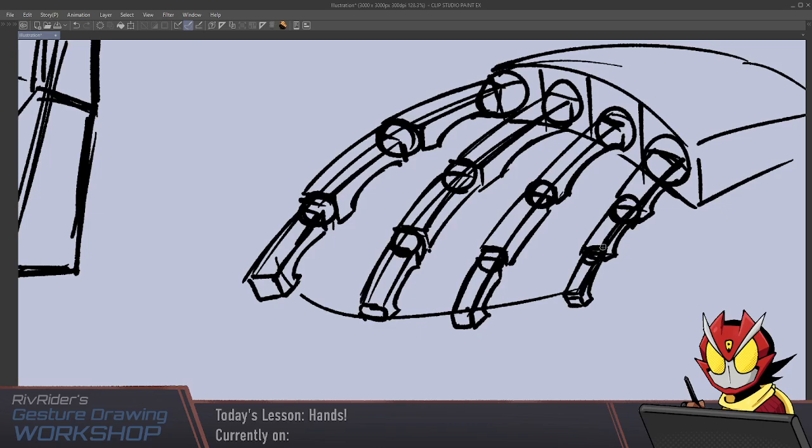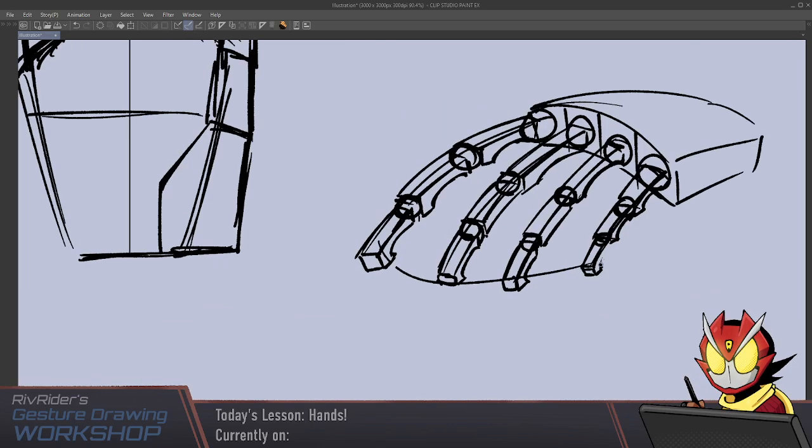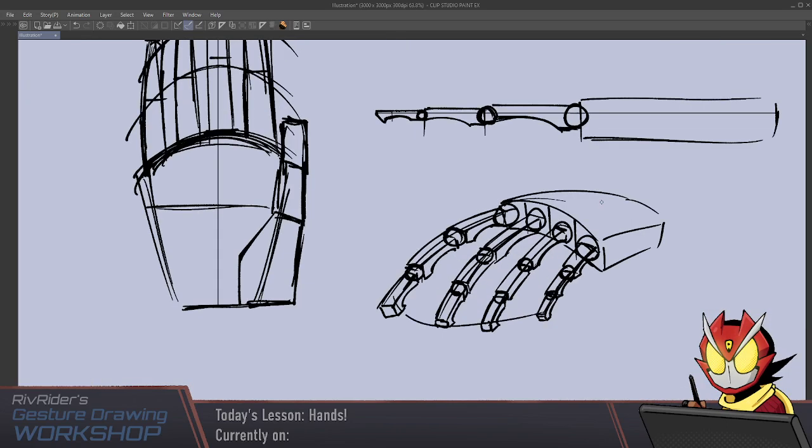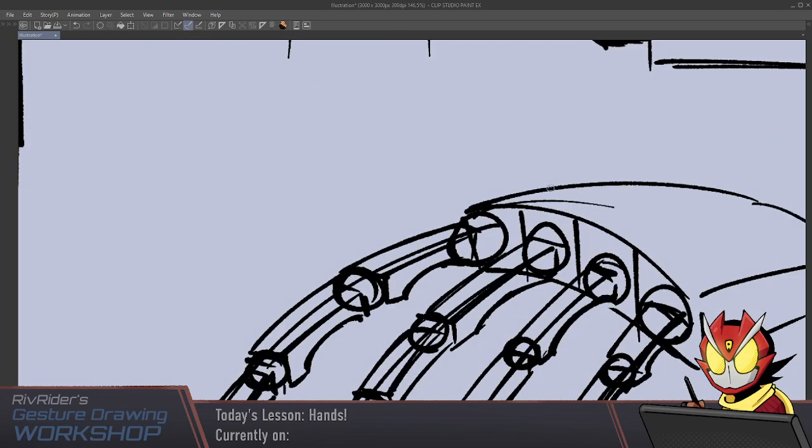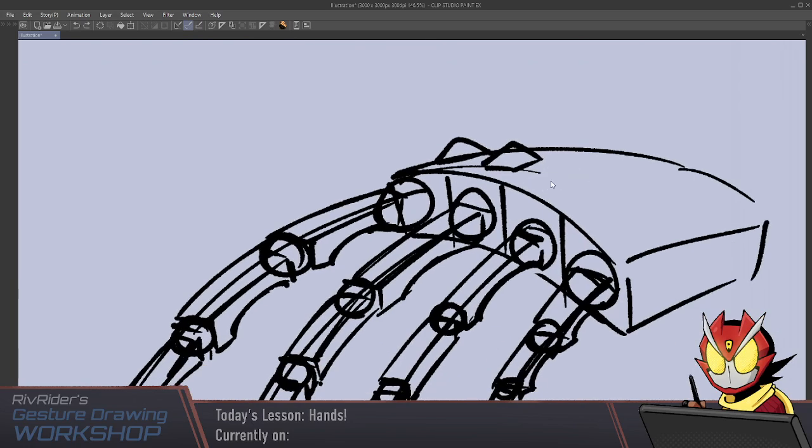And use realistic shapes to construct a hand. And you can represent a knuckle with a diamond shape. You might have known that already. You might not have known that.